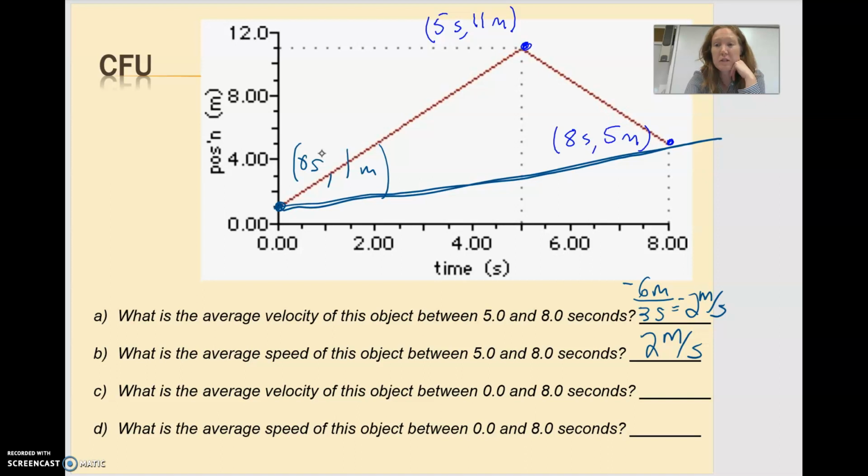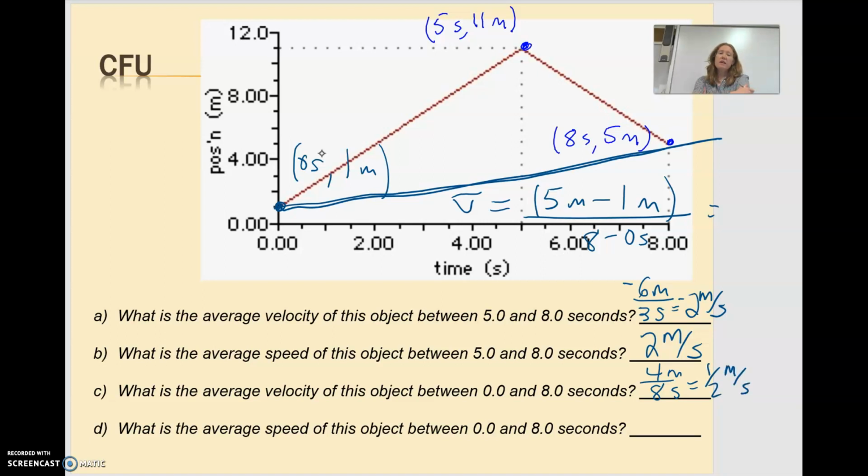Okay. So I'm doing average velocity is equal to 5 meters minus 1 meter over 8 minus 0 seconds. So that's a positive number, right? I'm getting 4 over 8 meters over seconds. So 1/2 meter per second.